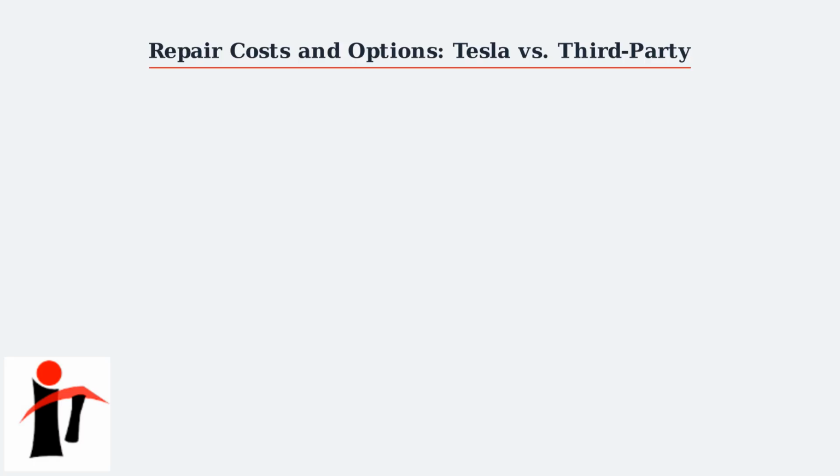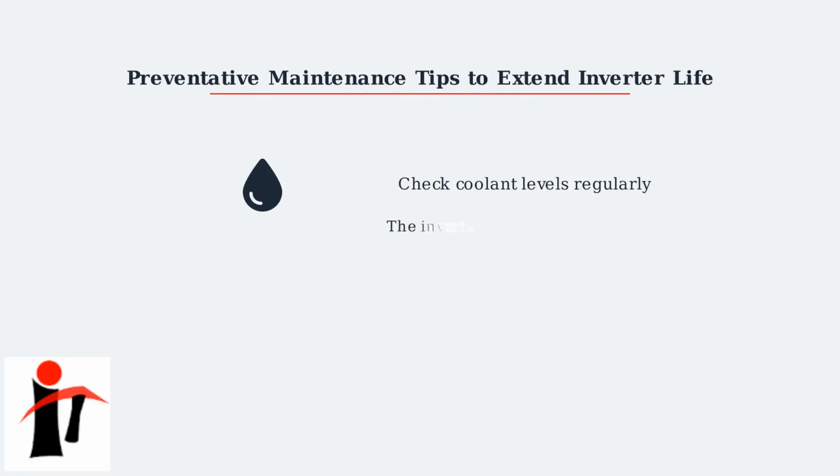Tesla has introduced an inverter health check feature in their app that alerts owners to early signs of issues, such as voltage fluctuations. When deciding between Tesla service and third-party options, weigh the potential cost savings against the risk of voiding your warranty. Regular maintenance is key to extending your Tesla Model S inverter's life.